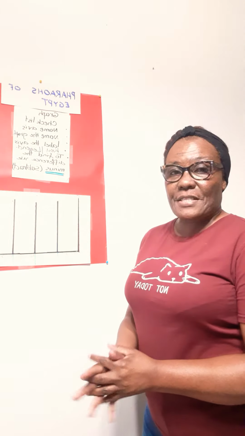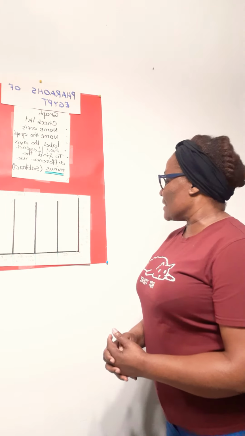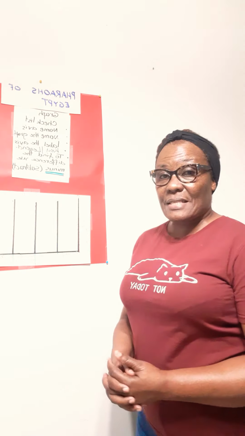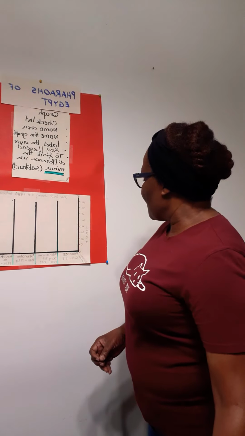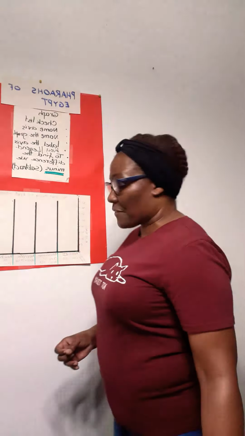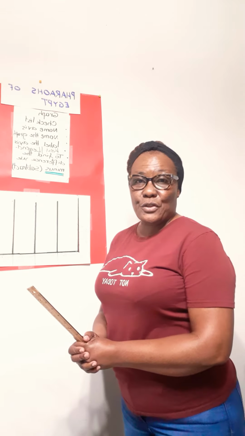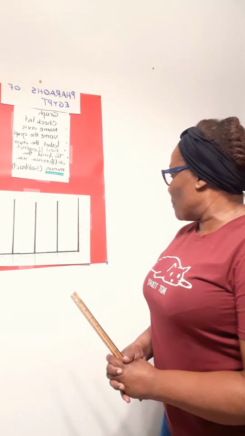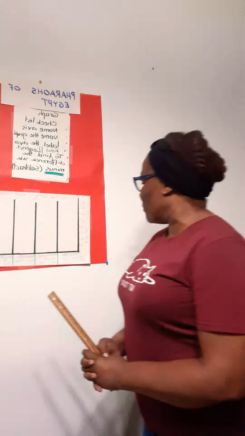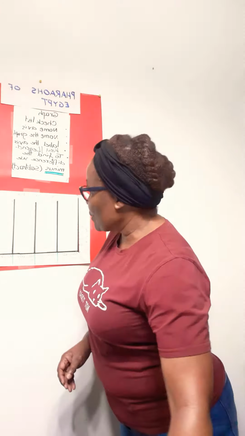Now, the first leader we are going to look at is Ramesses II. And Ramesses II governed from 1279 to 1213 BC. All right, so are we ready to do our subtraction? Go ahead, and remember, we always put the bigger number to the top.